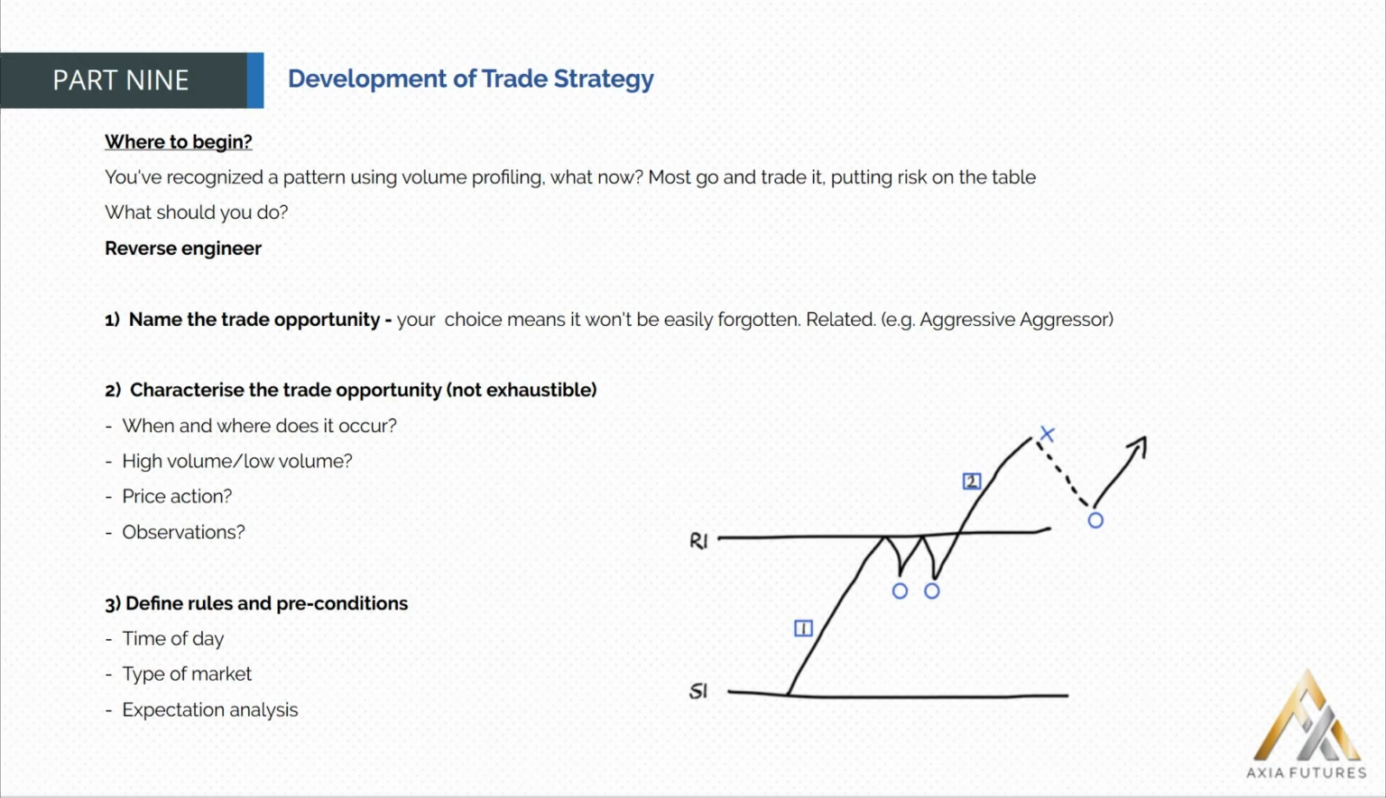The aggressive aggressor. I learned from something that cost me money, turned it into a strategy, and instead of losing money now in the same strategy, I started making money. And so I called it the aggressive aggressor. It relates to the trade strategy. Now, once you've named it, you then need to characterize the trade opportunity.